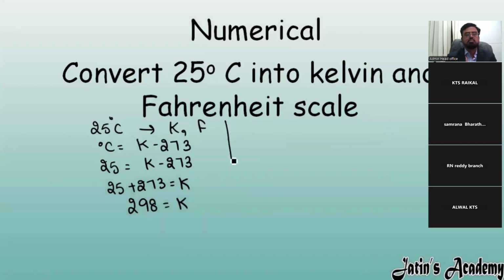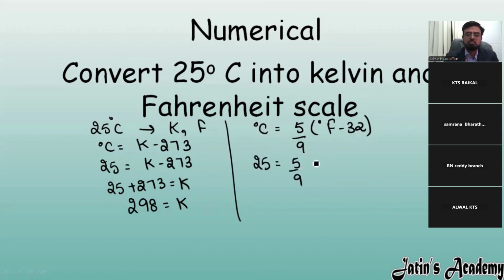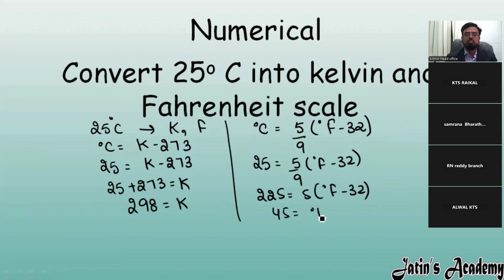Now I'm going to write the relation between Celsius and Fahrenheit. See carefully. The relation is like this: degree Celsius is equal to 5 by 9 into degree Fahrenheit minus 32. Put the values: degree Celsius is given as 25, equal to 5 by 9 into degree Fahrenheit minus 32. So 9 is in divide, it will go in multiply. After multiplication you will get 225 equal to 5 into degree Fahrenheit minus 32. This 5 is in multiply, so it will go in divide. So 225 by 5 is 45, equal to degree Fahrenheit minus 32.